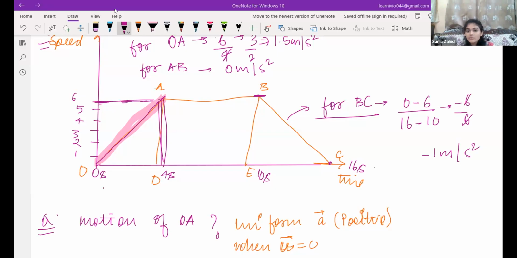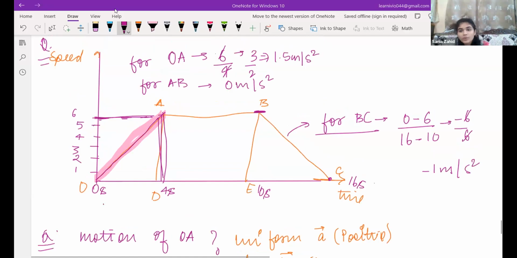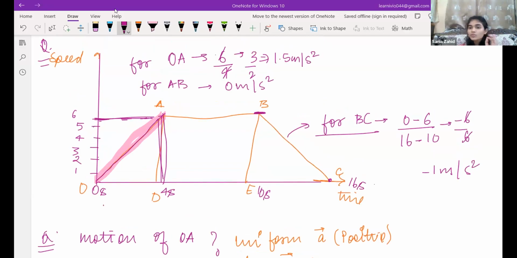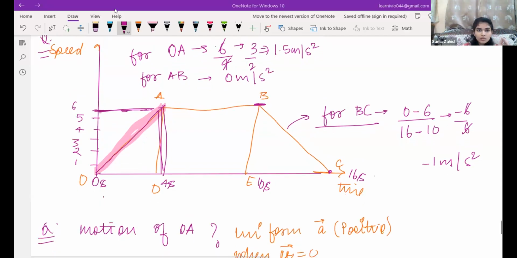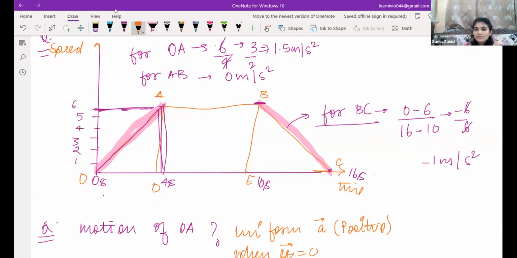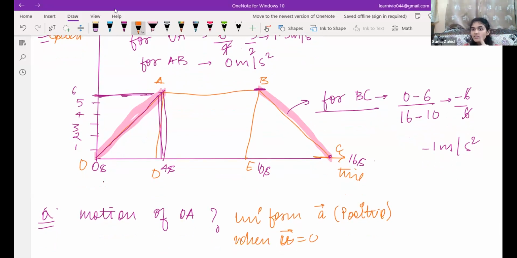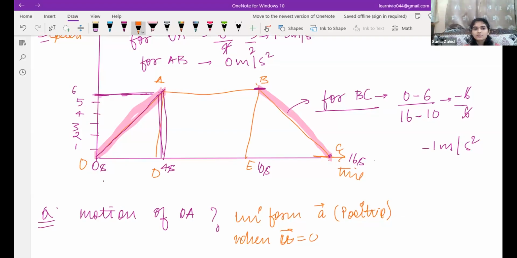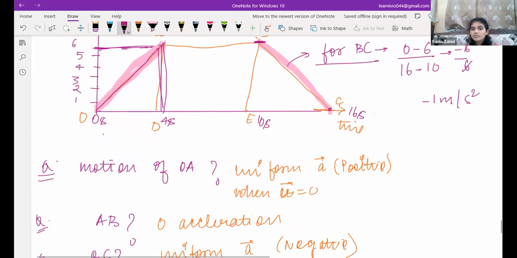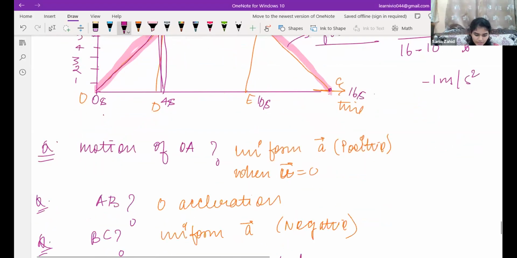Okay, so you get minus 1 meter per second square, not minus 1.5. See, you take the final minus initial. Look at this point, BC. What is final? Final point is C. So first you take the y-axis for C minus the y-axis for B. Then you take the x-axis for C minus the x-axis for B. This is how you will take it.